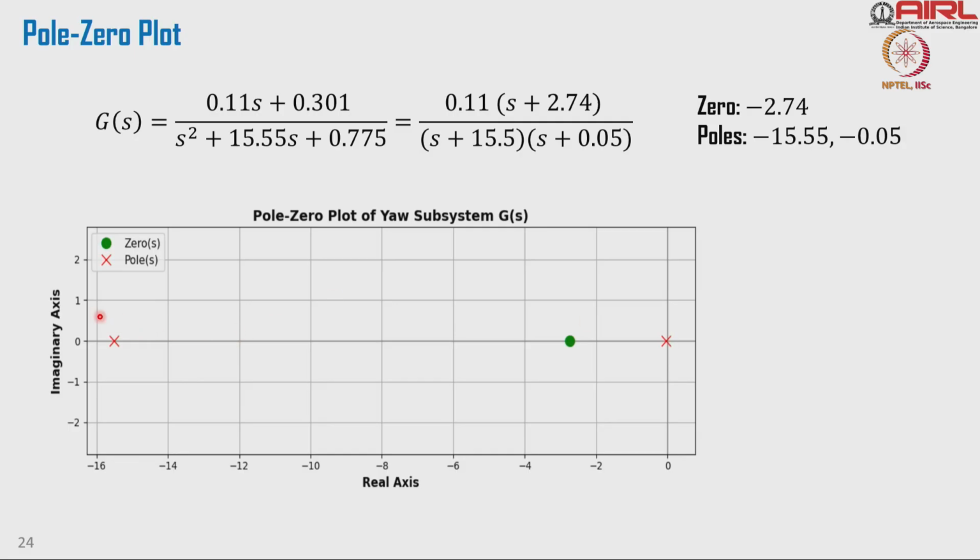Because you have a pole very far away, even though it is a second order system, it tries to behave like a first order system. Even though there is a zero, that zero is far away from the most dominant pole, which is closer to the imaginary axis, so the zero does not play any effect. So even if the yaw subsystem is second order, its response will look like a typical first order system.